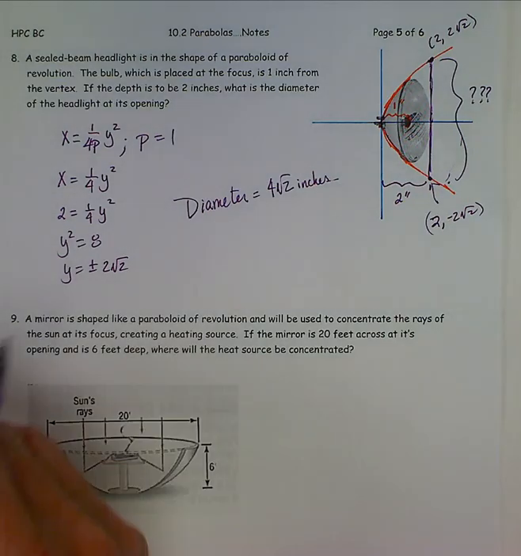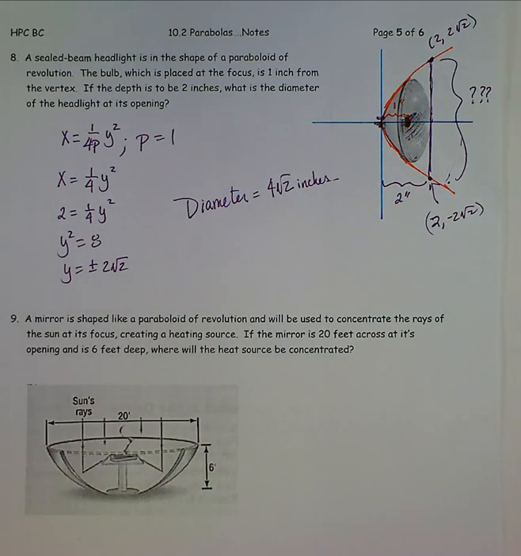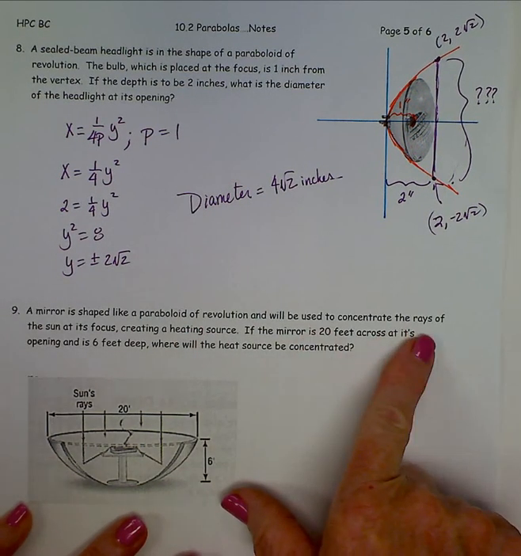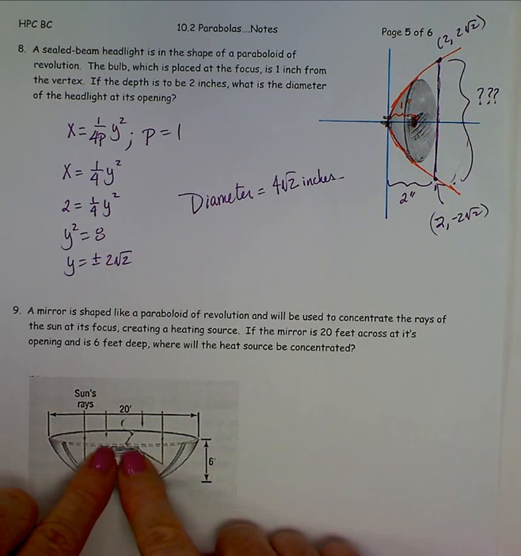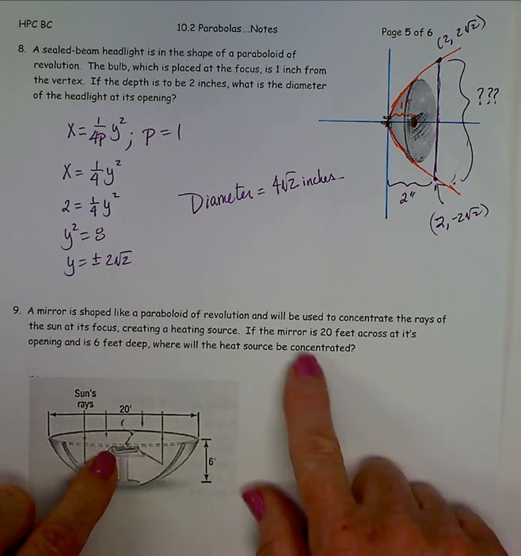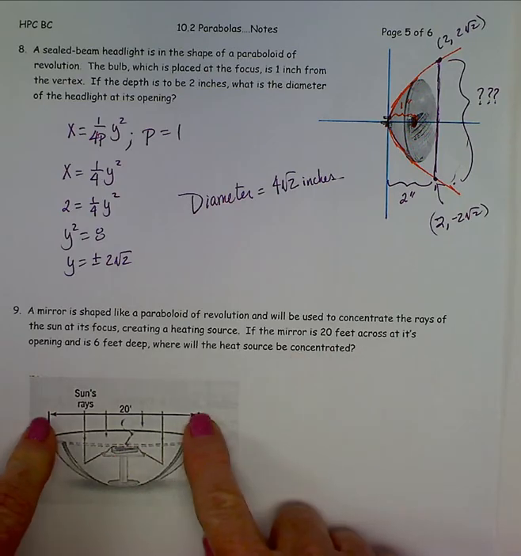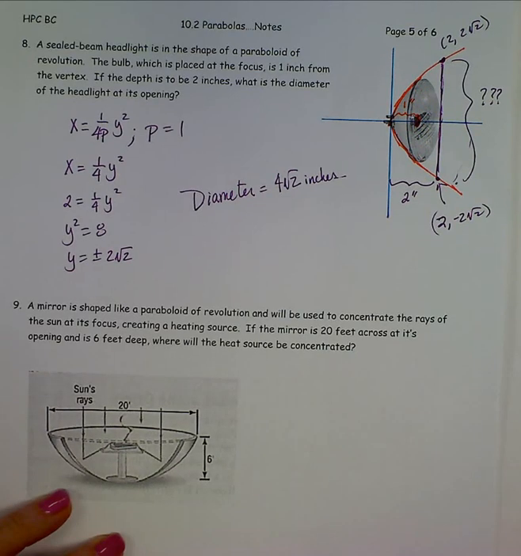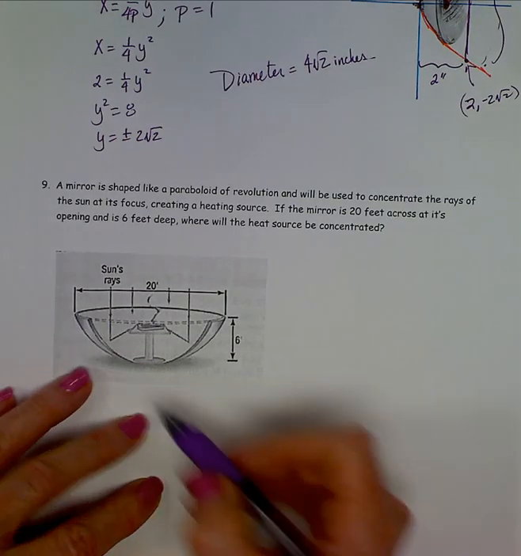All right, so far? Whew, one more. I like this problem because it's kind of fun when you think about how big this is, and we'll talk about it in just a minute. A mirror is shaped like a paraboloid of revolution, and it will be used to concentrate the rays of the sun at its focus, creating a heat source. If the mirror is 20 feet across at its opening and it is 6 feet deep, where will the heat source be concentrated?